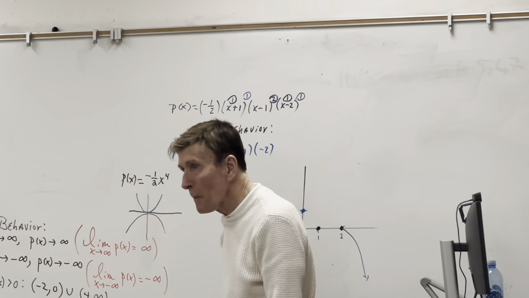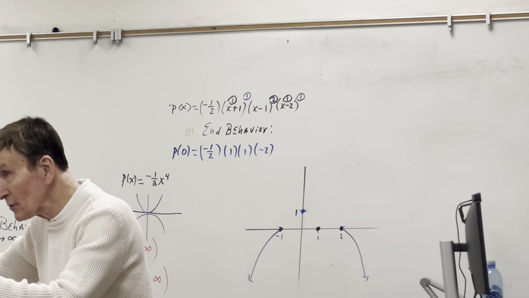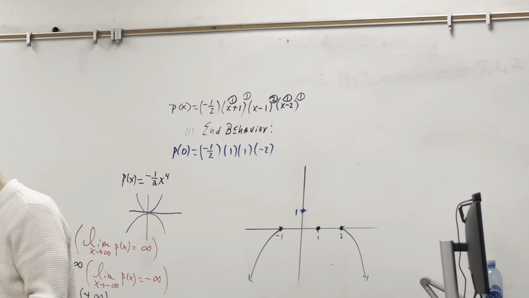That's my y-intercept. So I've got the end behavior, I have the x-intercepts, which are my zeros, I had those already. Now I got the y-intercept. Read number 3 for me.